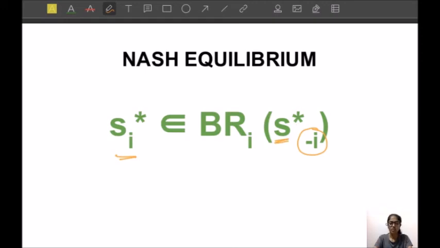While in the case of dominant strategy, we saw that Si star was the dominant strategy of player i when it was the best response to all other players' strategies. That is, not to any particular strategy, but to all the strategies of all other players except i. But in the case of Nash equilibrium, it is the best response to the particular strategy of the players. So this was all about Nash equilibrium.